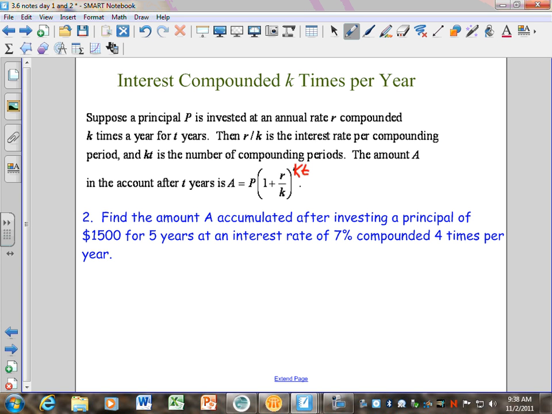So if we have a principal balance of $1,500, 5 years, interest rate of 7%, just like last time, the only difference is it's compounded 4 times a year. Again, it's pretty much a big calculator problem.